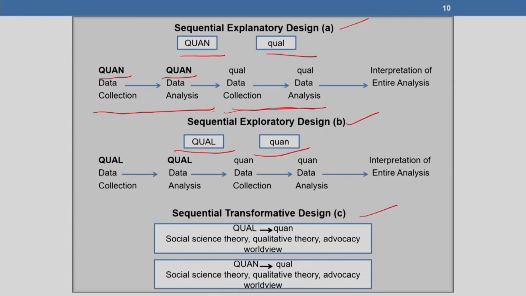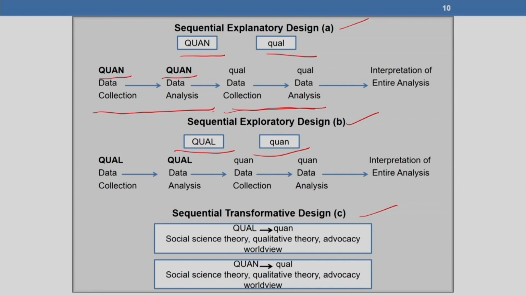Now, at the most basic level, the purpose of this strategy is to use quantitative data and results to assist in the interpretation of qualitative findings. But unlike the sequential explanatory approach, which is better suited to explaining and interpreting relationships, the primary focus of this model is to initially explore a phenomenon.